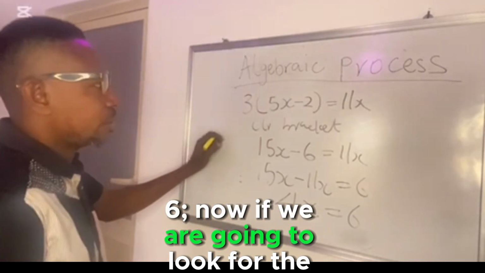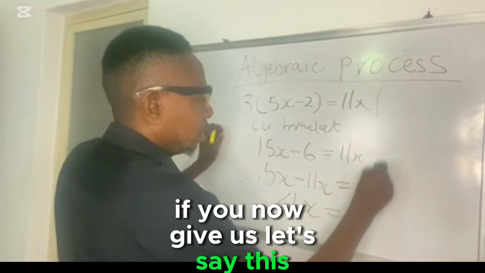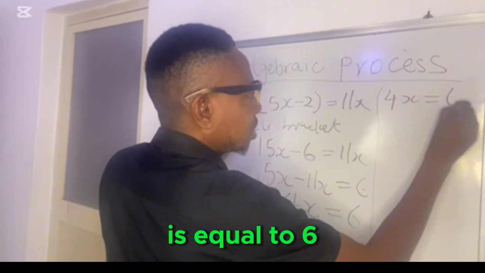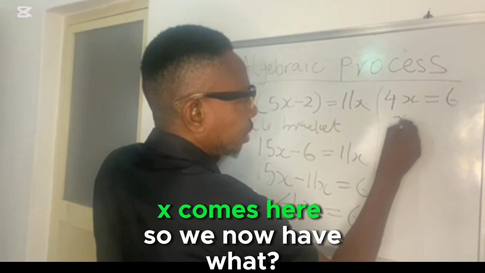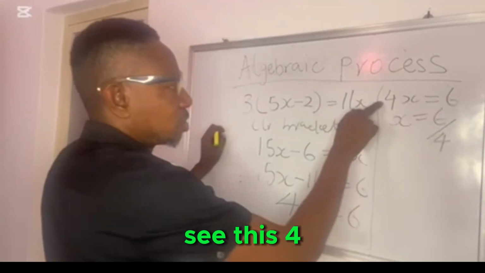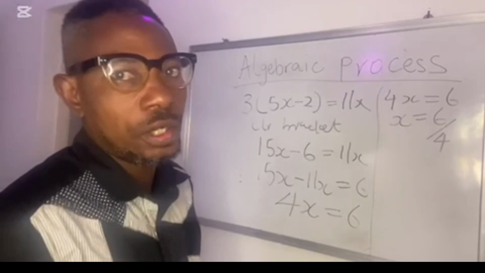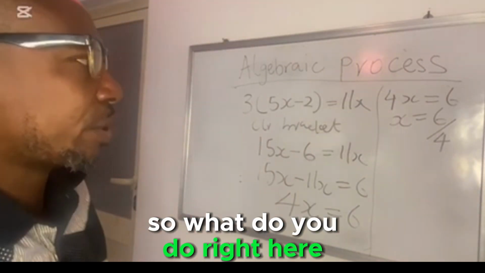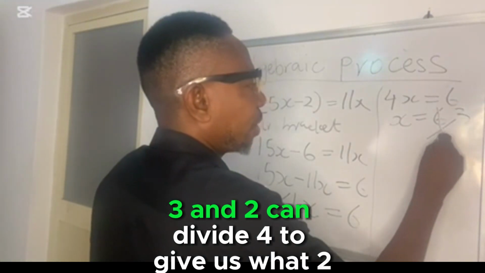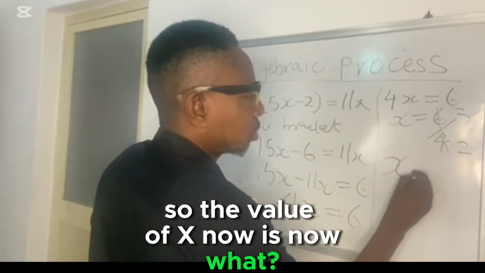Now if we are going to look for the value of x, this will give us 4x is equal to 6. x comes here, so we'll now have 6 over 4. This 4 will always come down here to divide the 6, just to leave the x value alone. So don't get that confusing. So what do you do right here? 2 can divide 6 to give us 3, and 2 can divide 4 to give us 2.